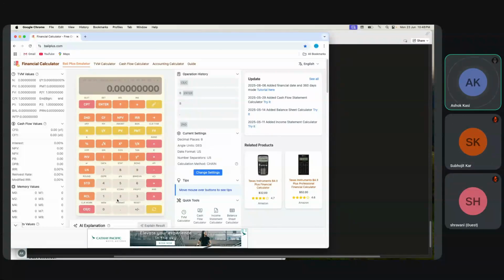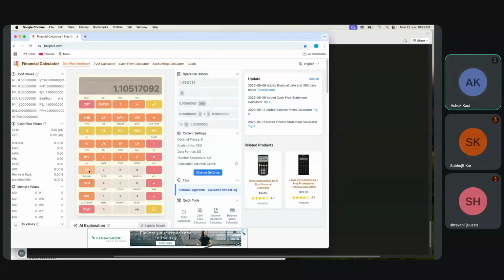So 10% into 1 equal to, then second ln. When I do second ln, that e raised to x will get activated.